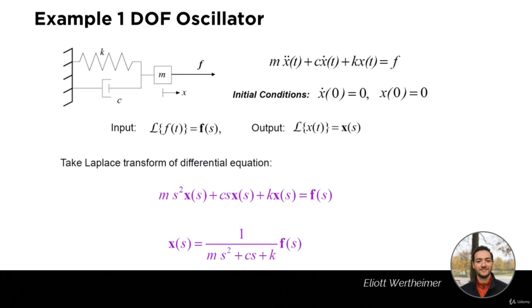So let's look again at our example of the 1 degree of freedom oscillator. We have the equation that we calculated in one of our first lectures: the mass m multiplied by the acceleration of that mass, plus the damping coefficient c of the damper multiplied by the velocity of the mass, plus the spring constant k of the spring multiplied by the displacement of the mass, is equal to the force applied on the mass.